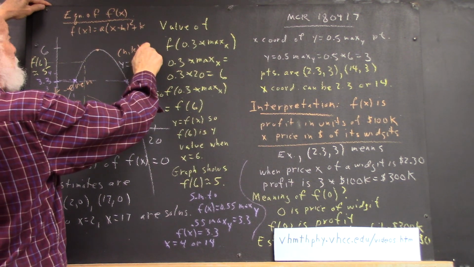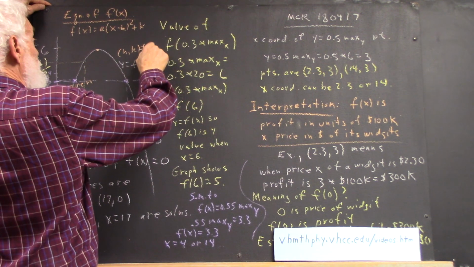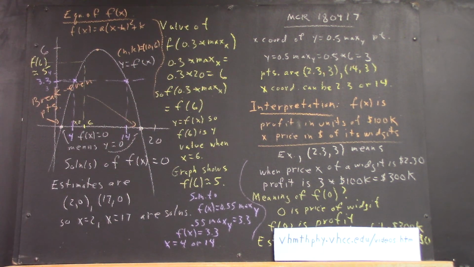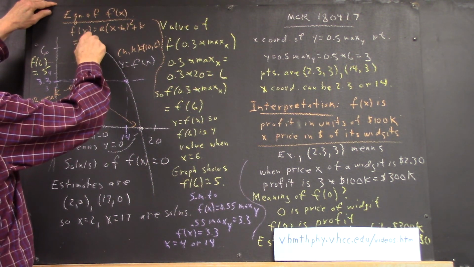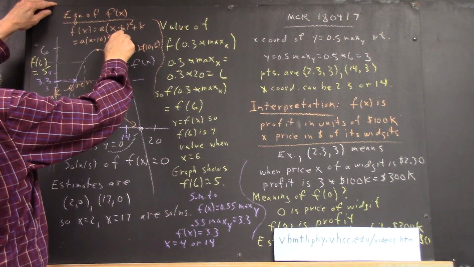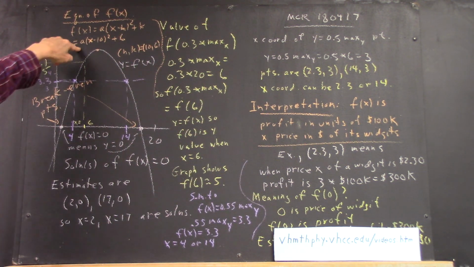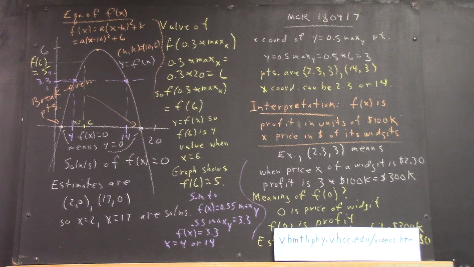So, the vertex is the point (h, k), and from the estimates we've already made, we think that's (10, 6). Okay? So this is a times (x minus 10) squared plus 6. And now all we have to do is figure out a. Now to figure out a, what we need is a point on the graph.